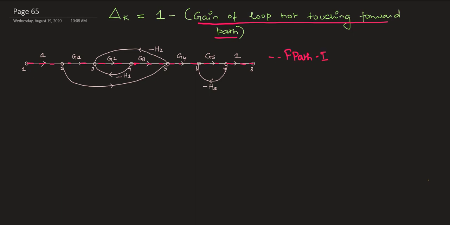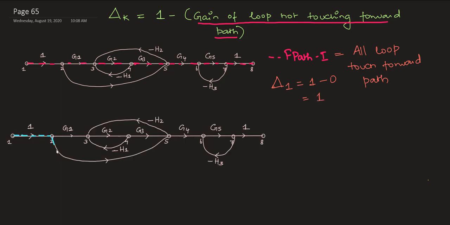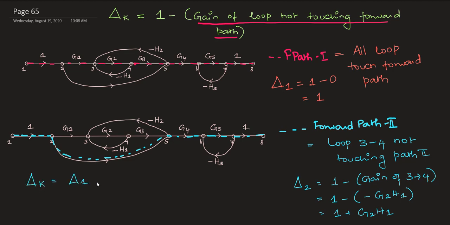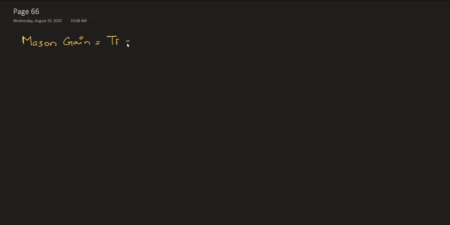In this case, the forward path 1 is highlighted here, and all the loops are touching your forward path. So that is shown here. And next, if you take your second path, then your loop 3, 4 is not touching the forward path, because the 3, 4, 5 still share a common node of 5 with your second path. So here this is not touching your forward path, and delta 2 is equal to 1 plus 0.